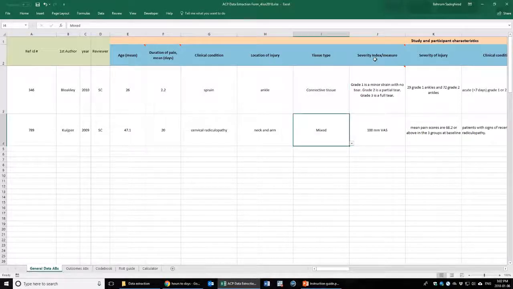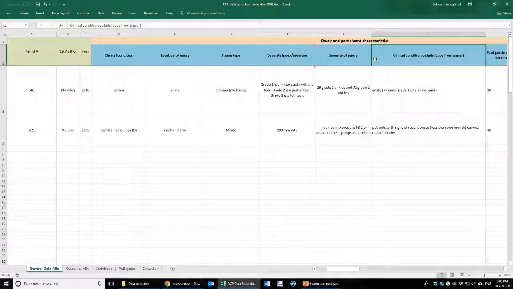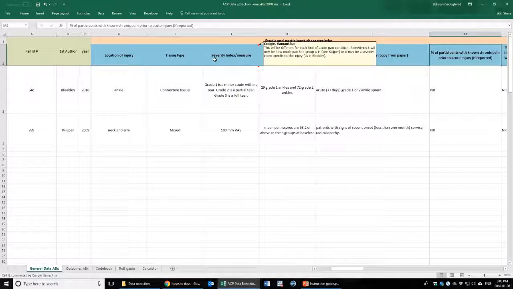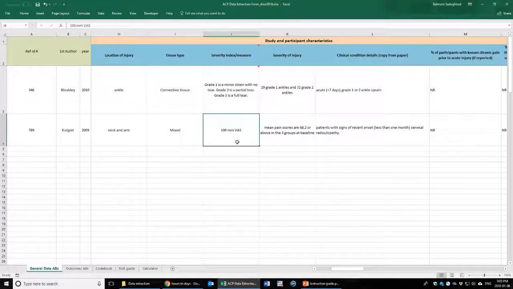We then need to know some information about the severity of the injury in columns J and K. This will be difficult because many different types of injuries will have their own index and some don't have an index at all. In the case of our first article, ankle sprains have an official severity index, which I indicated here with a little help from Google for understanding it. For the second article, the only indication of severity that we found was the mean pain scores for the groups at baseline. Please locate the information that makes the most sense and record it here, or put not reported to indicate that there is none.